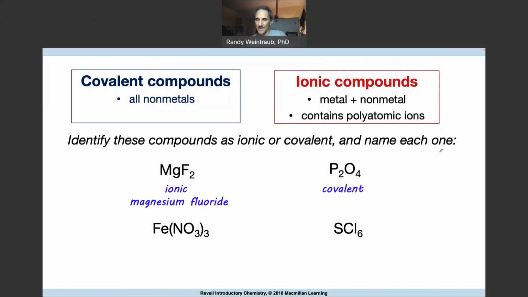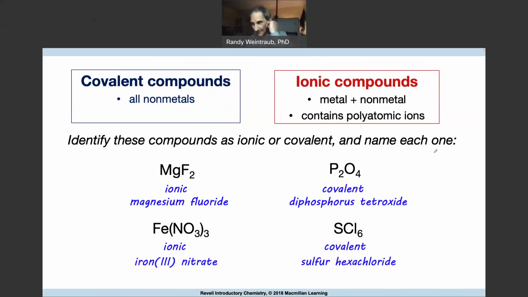Diphosphorus tetroxide, covalent, both being nonmetals. Iron(III) nitrate, ferric nitrate, ionic. Sulfur hexachloride, covalent.